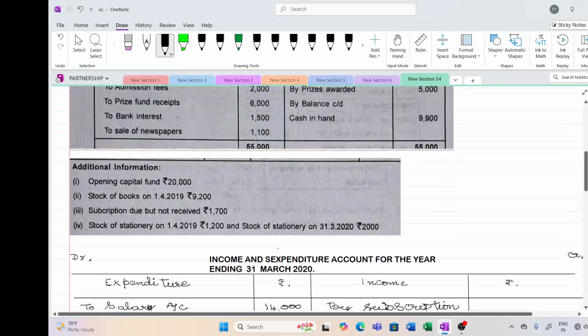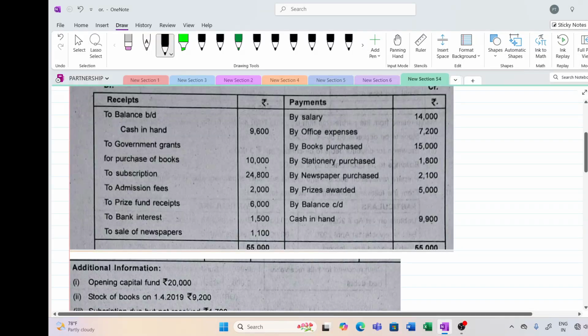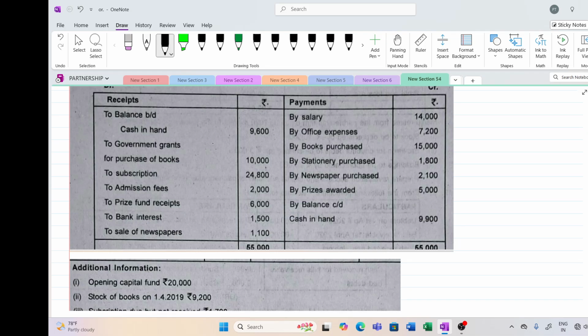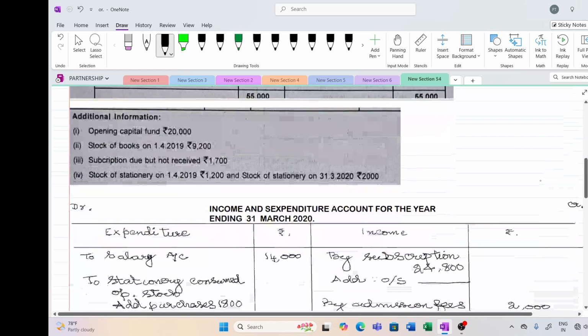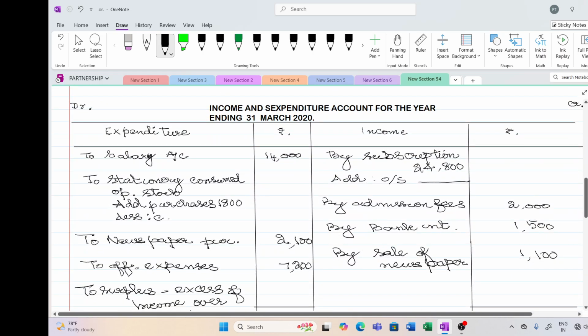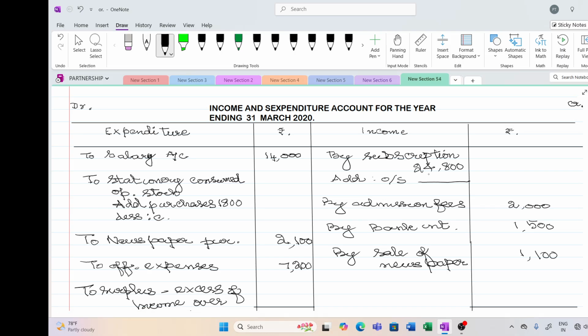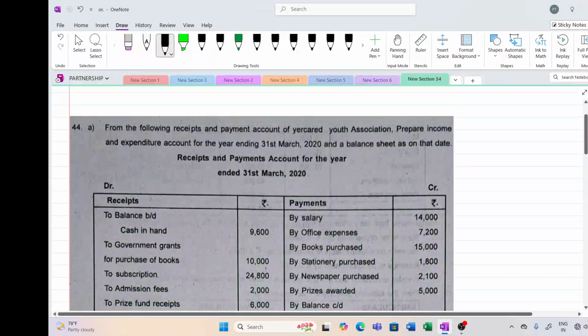Okay. So now moving on to the next item, subscription. It is a revenue item. So it should go to the income side of your income and expenditure account. So I have taken it to the income side of income and expenditure account. I have written on the inner column so that if there is any adjustment, we will do it later.